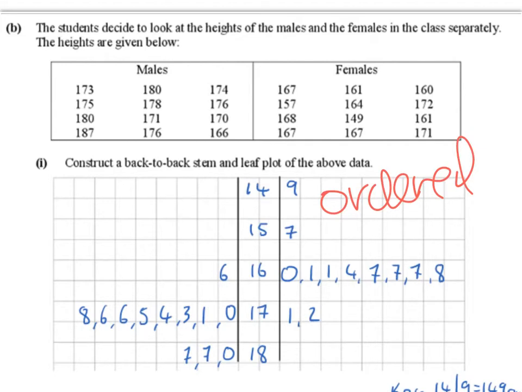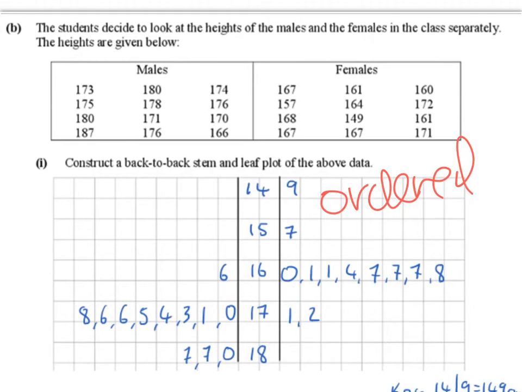It's very important that we order our stem and leaf. So we didn't have to do anything with the 9 or the 7. So for the 160s, we have 0, 1, 1, 4, 7, 7, 7, 8. So notice the smaller numbers are beside the stem and we get bigger as we move outwards. For the 170s, we've just 1 and 2.